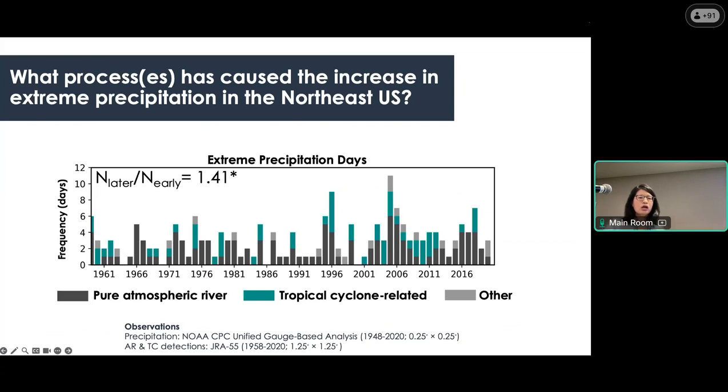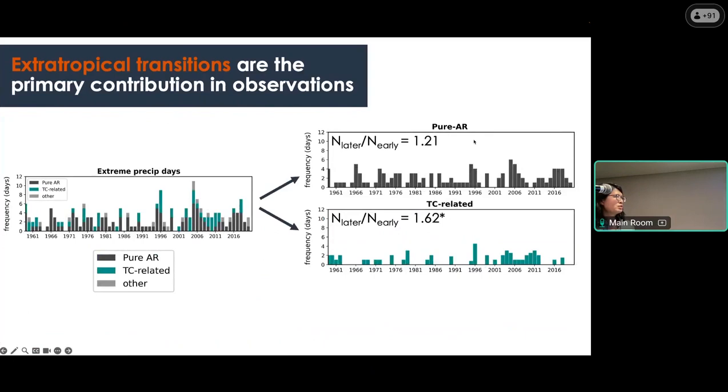So in observations for pure atmospheric river extreme precipitation days, we do see more frequent events in the later period, but the difference is not statistically significant. And for TC related extreme precipitation days, in the later three decades, the frequency is about 60% more frequent than the earlier period. And the TC related events include the whole phase of tropical cyclones.